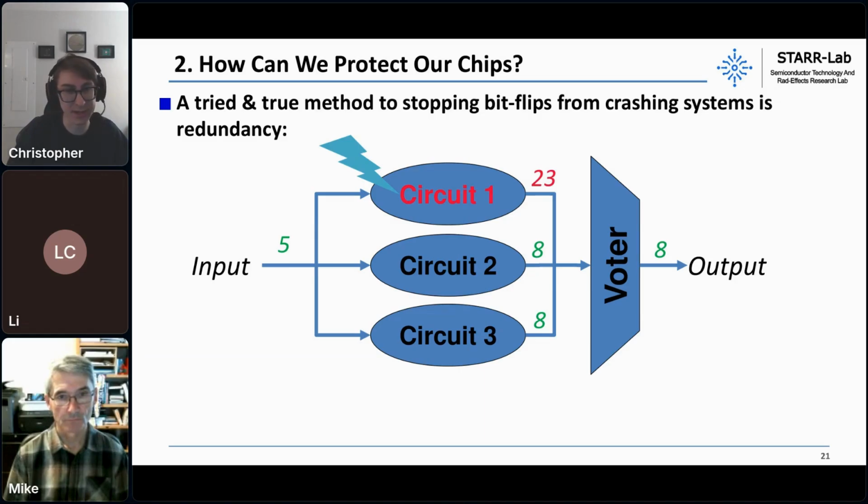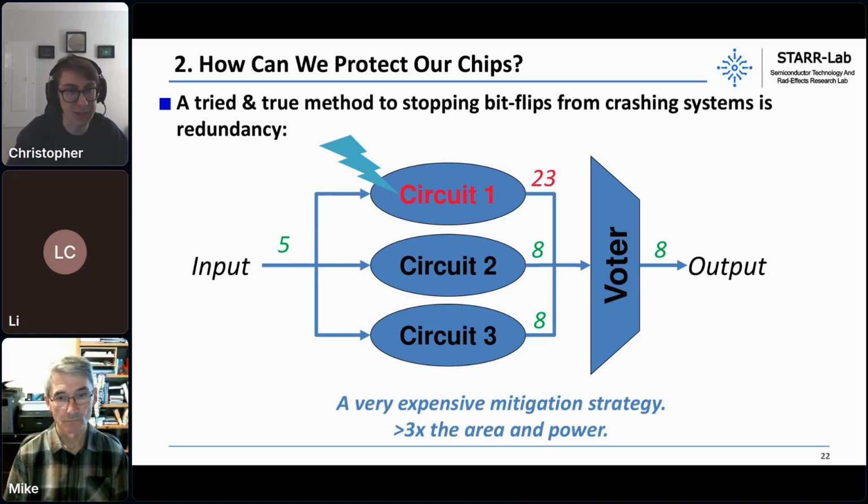If one of the circuits has an upset due to this cosmic bit flip occurring, your output from that circuit is no longer the correct value of 8. Maybe it's something else like 23. But because the majority of the outputs are still agreeing and they're still correct as the number 8, the voter understands that, and it still sends 8 as the final output. So even though we had a bit flip occurring, we're masking the result so that we can keep on operating the system reliably.